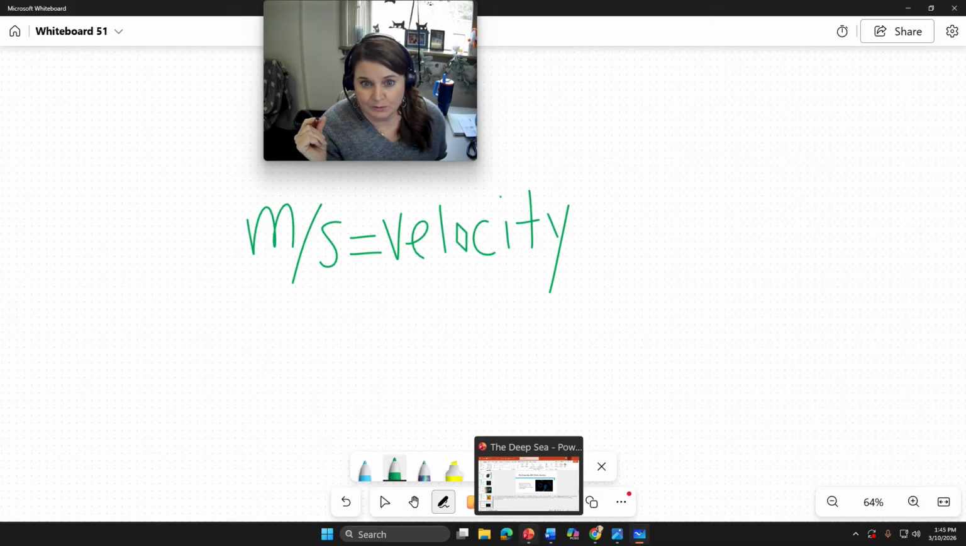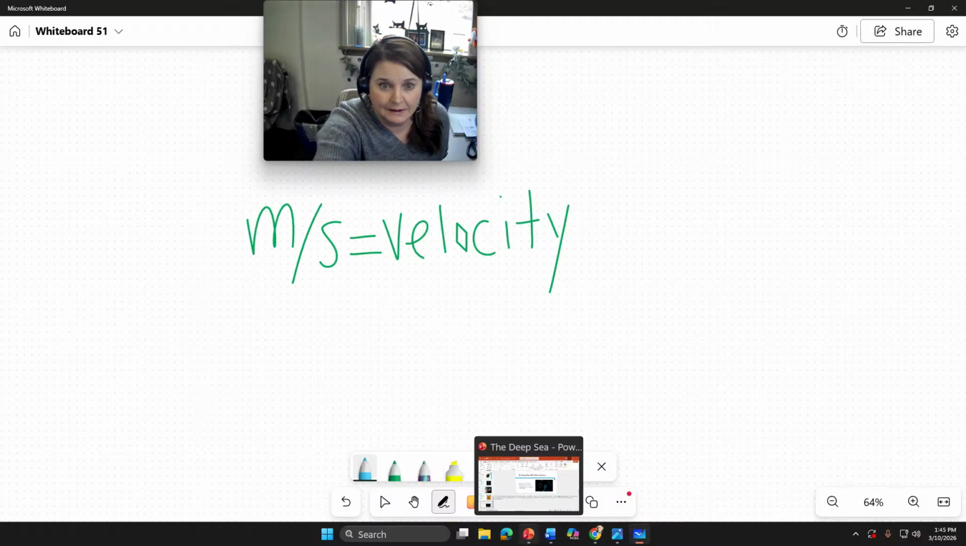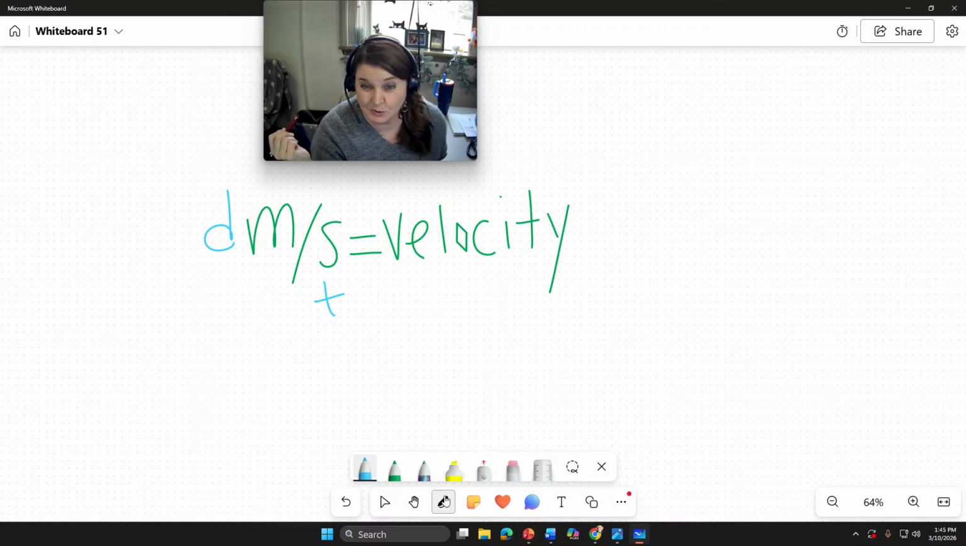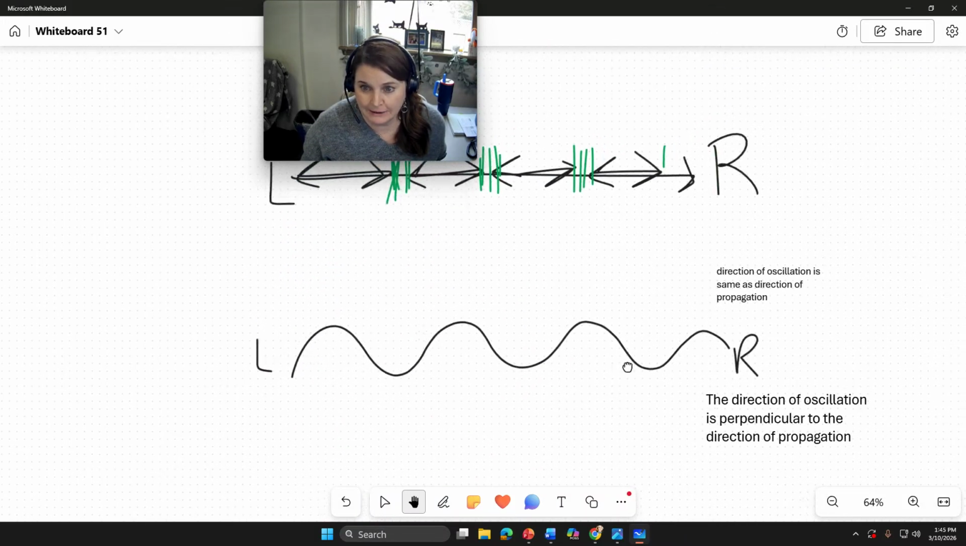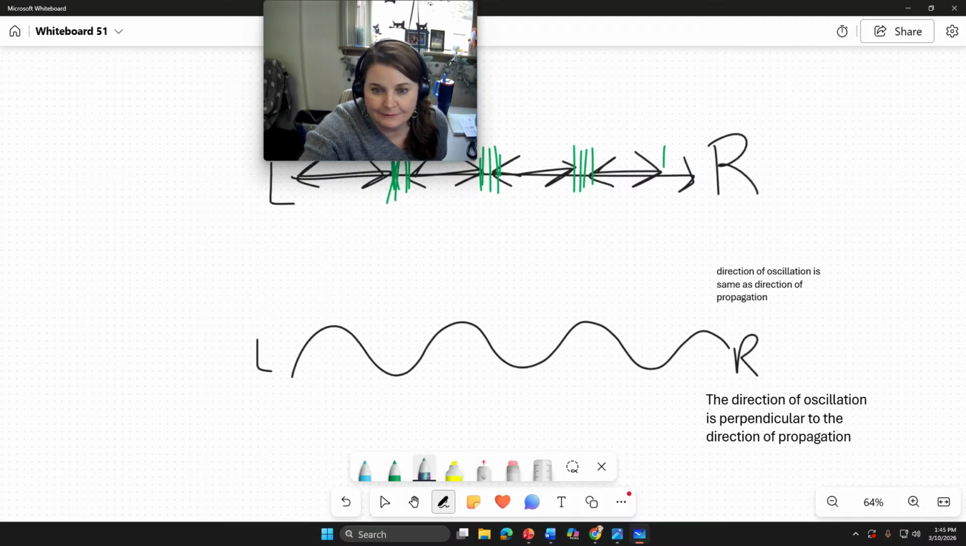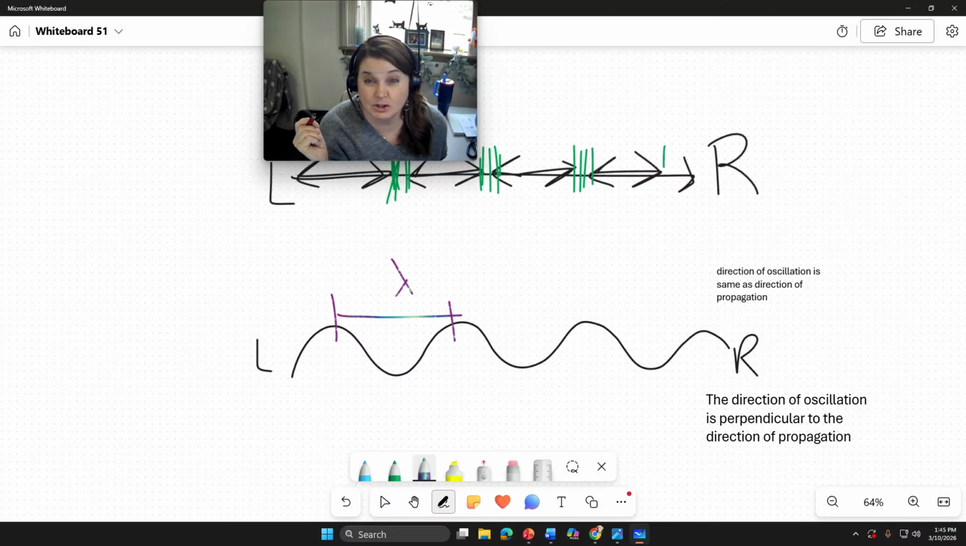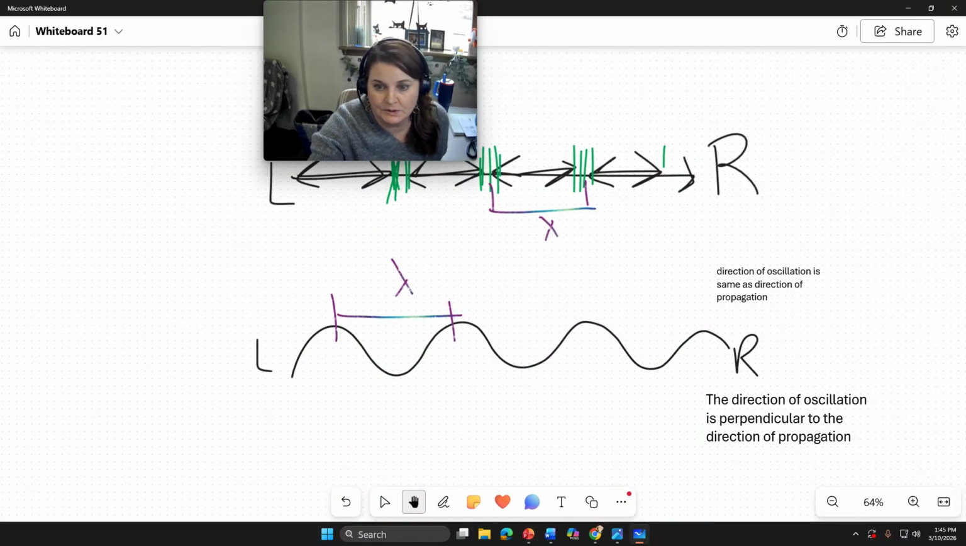So let's look at it. Meters gives us distance, and seconds is time, right? So how do we measure distance with a wave? We don't really have distance per se, but we do have wavelength. The distance from one crest to the next crest is my wavelength, and we can measure that in meters. If it is a compressional wave, we would use the midpoint of one compression to the midpoint of the next compression, and that would be my wavelength. We're going to be measuring primarily transverse waves, though, because they're a bit easier to use.